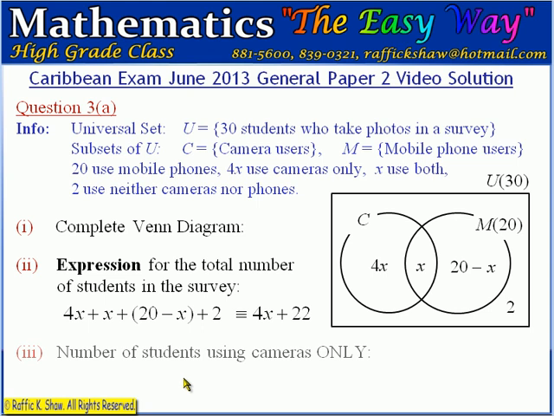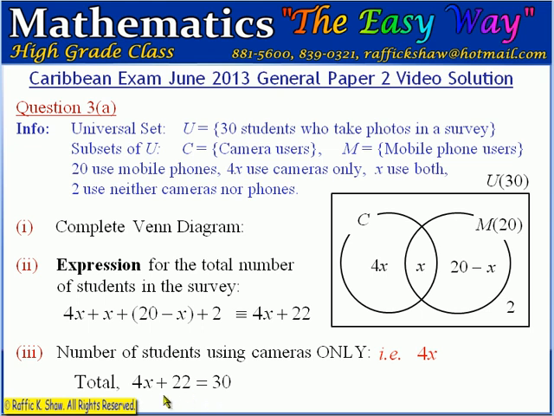Part 3 now wants us to calculate the number of students who use camera only. Now the students who use camera only are the students in this region right here, and that's 4x. So basically we want to calculate the value of 4x. That's the number of students who use camera only. We know that the total number of students in the survey is equal to 30, and therefore this expression here, which represents the total number of students in the survey, is equal to 30, and we can use that information to calculate what 4x is.